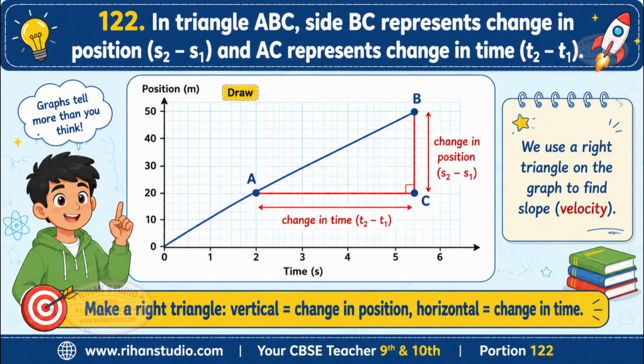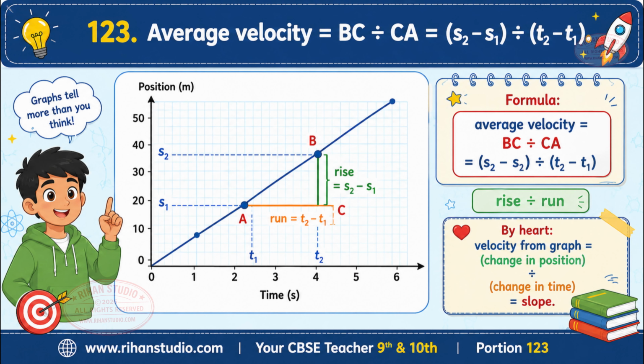The vertical side, BC, is the change in position, and the horizontal side, AC, is the change in time. Average velocity equals BC divided by CA, which is S2 minus S1, divided by T2 minus T1. Divide the vertical side by the horizontal side to get the velocity. Rise divided by run. By heart, velocity from a graph equals change in position divided by change in time equals the slope.